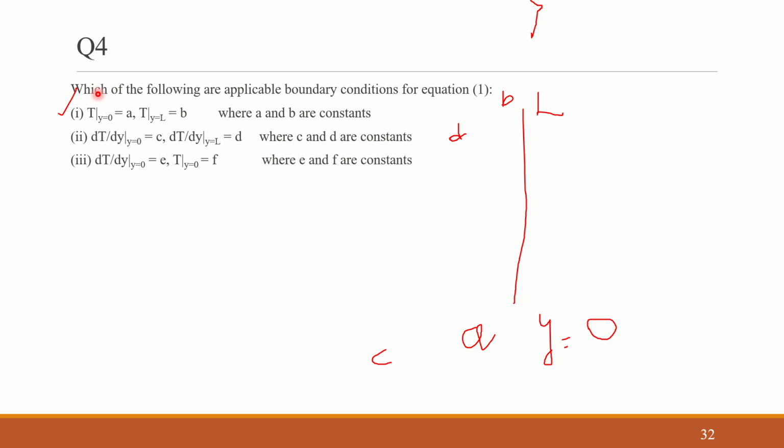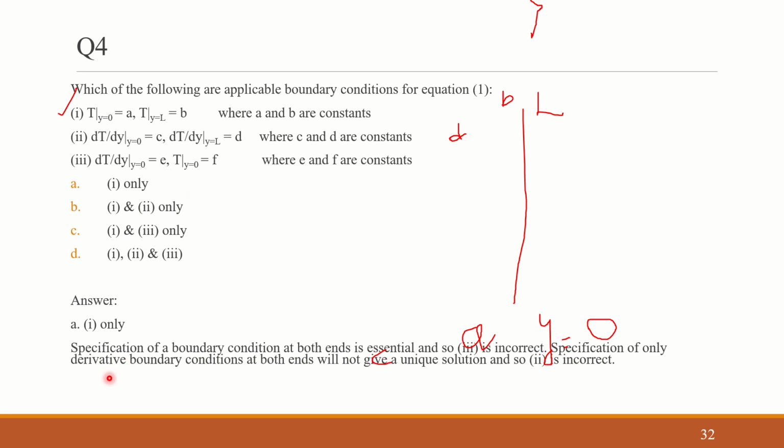So only the first statement is true. We'll now look at the options and identify the correct option. Option A, 1 only. Option B, 1 and 2. Option C, 1 and 3 only. Option D, 1, 2 and 3. So the answer, as we mentioned, is option A, that is 1 only is the right answer.